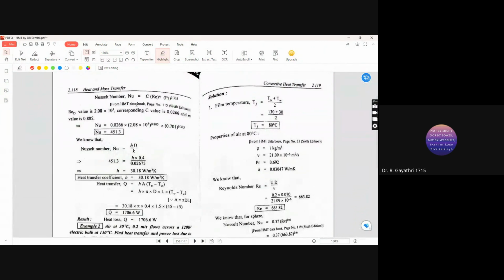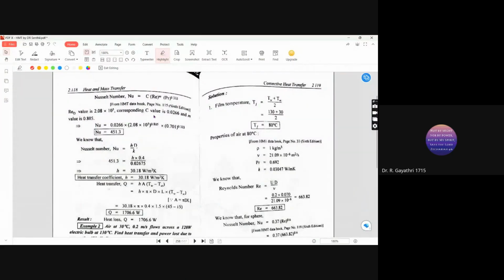The Nusselt number for this case is C Reynolds number power m, Prandtl number power 0.333. Our calculated Reynolds number value is 2.08 into 10 power 5. In this range, we can fix C value and M value from the data book table. You can check your data book. The page number is 115 in 6th edition. In the latest edition, we can see it in other page numbers. You can find the C and M values for Reynolds number value of 2.08 into 10 power 5.